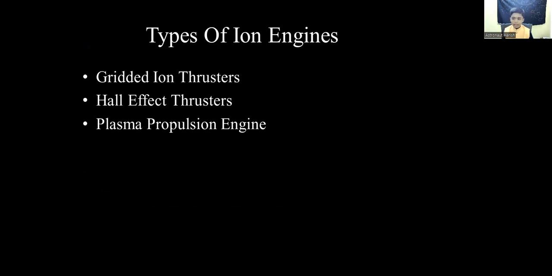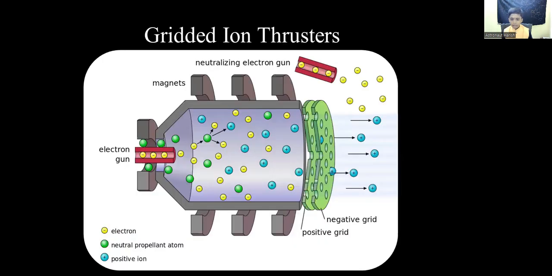Types of ion engines. There are three types of ion engines: grid ion thrusters, Hall effect thrusters, and plasma propulsion engines. In grid ion thrusters, the neutral propellant atom is sent to the chamber, and the electron gun shoots out negative ions, which destabilize the neutral propellant atom and make it divide into ions. Then the ions are sent through two grids, which lets the positive ions out, and a neutralizing electron gun is used to neutralize the positive ions.